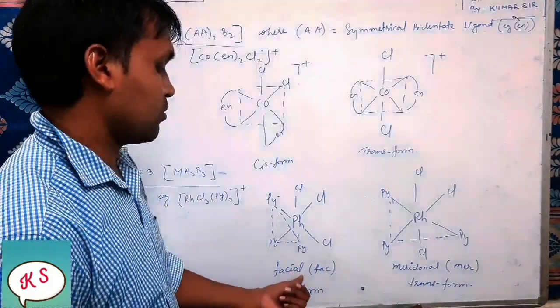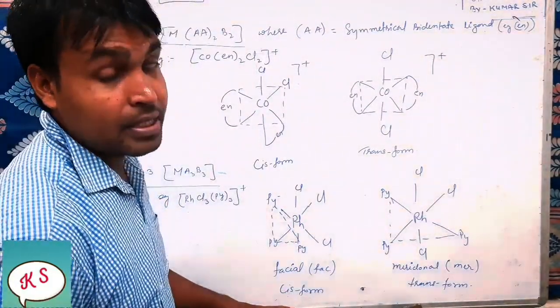So this is called facial or fac. This type of structure we call what? Facial or fac, and this is nothing but the cis form.